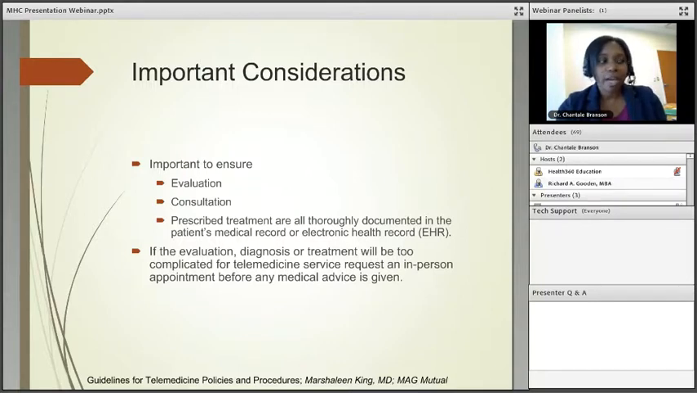If the evaluation, diagnosis, or treatment will be too complicated, as I stated before, for telemedicine service, giving them the option to request an in-person visit, even after you've already decided, and they have decided, that they would be a good fit for telemedicine. If they call back or they contact the clinic, just have that option ready and available for them.